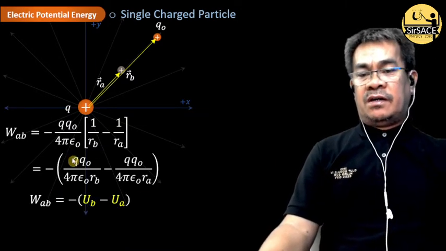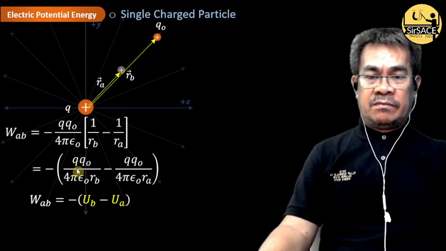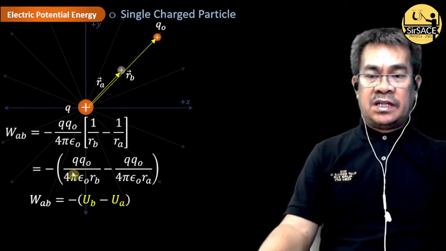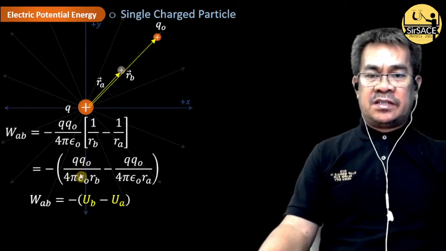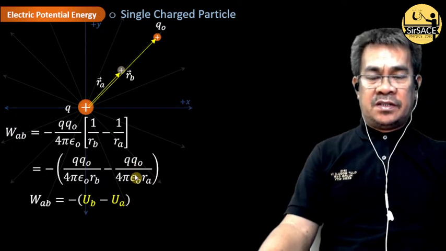Okay? So if we substitute this one, because we learned that this is the initial or the final electric potential energy, so we assign this as UB, while this one is the initial electric potential energy.